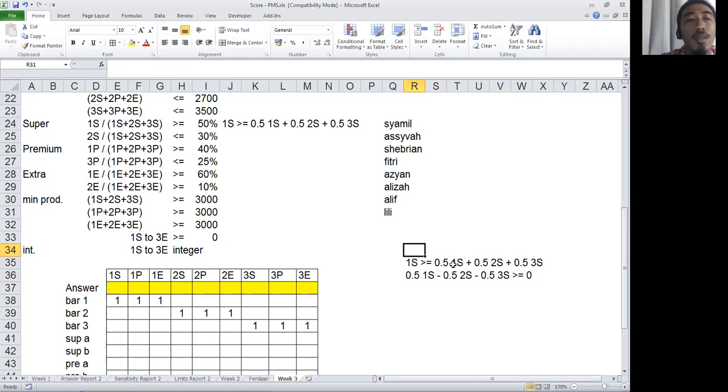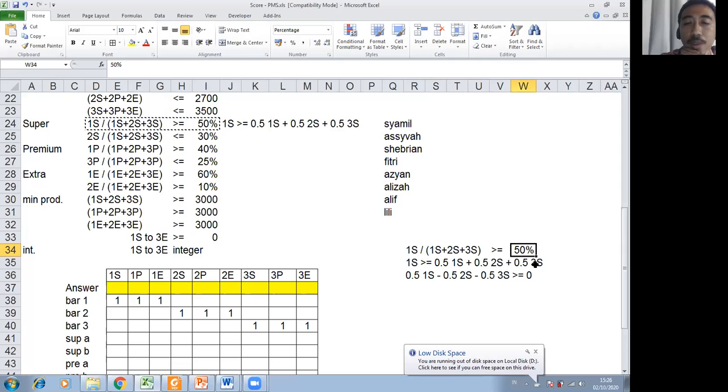Okay. Please, any question here? You need to really understand this one. Okay, any problem here? The first one, you put all of these three to the right, so you multiply these three with 0.5 or 50%. So you get 1S more than or equal to 0.5 1S, 0.5 2S, 0.5 3S.